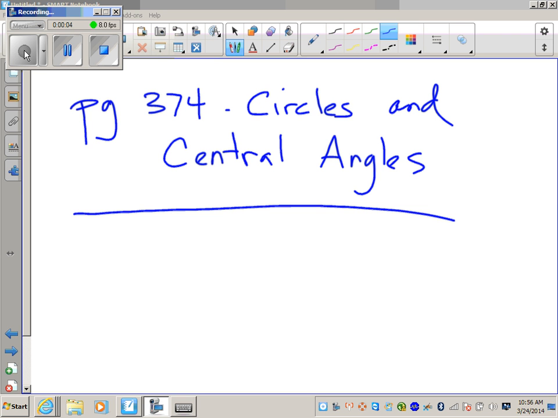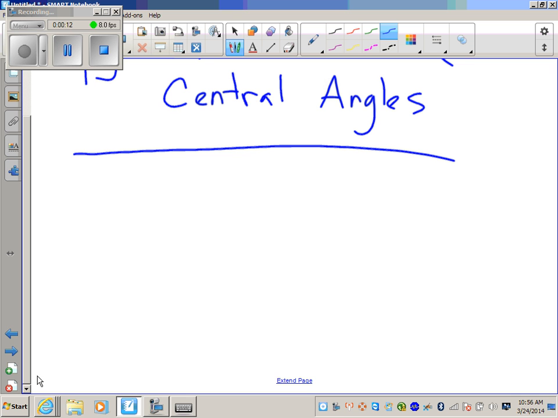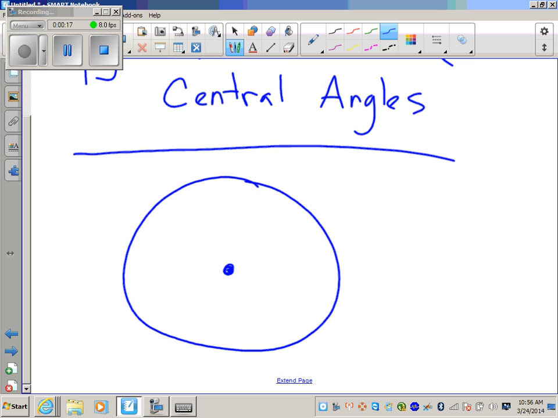Circles and central angles. Let's reacquaint ourselves with some of the parts of a circle again. What do we call this here? When it's in the circle, the center, okay? So we have the center of the circle right here. It's going to be very important for today with circles and central angles.